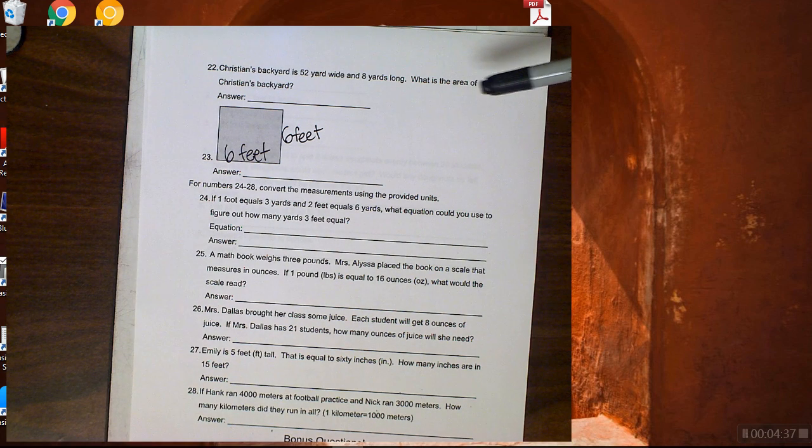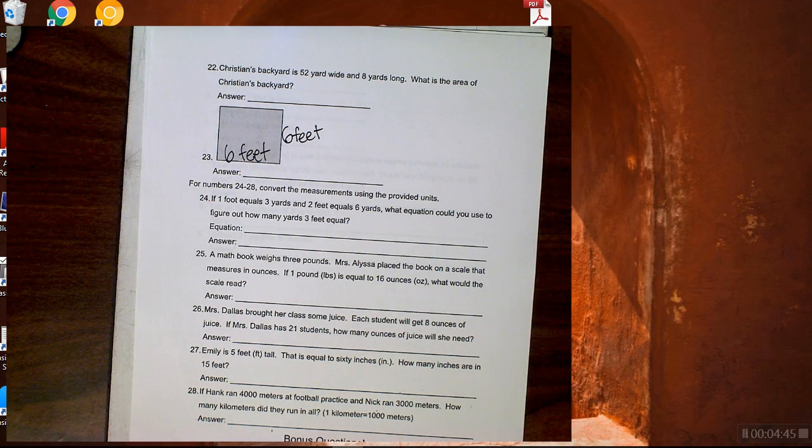Number 22 is the same. You do it the same way. It's just in words. So they're just going to do that 52 times 8 to find the area of Christian's backyard in square feet.